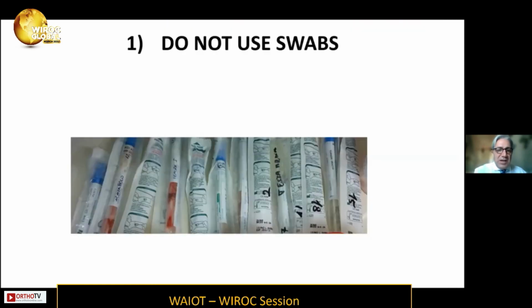The first is: do not use swabs. As you can see in this cartoon, this surgeon collected a huge amount of samples. In this situation, for sure, you can increase the reliability and the positivity of your culture, but at the same time the risk is to contaminate and to collect other microbes around the site of infection, so the number of false positives can be very high.